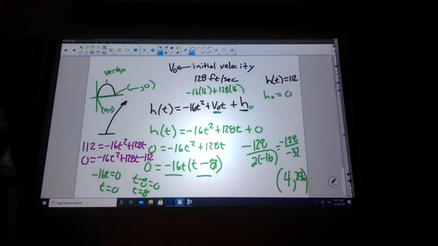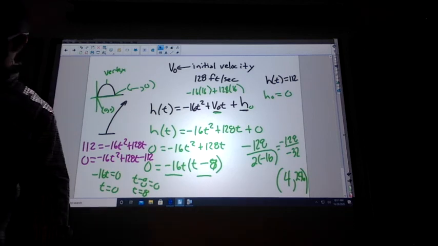I just wanted to make sure I showed you on the calculator as well, because it is a pretty good tool for you. Okay, we feel good?